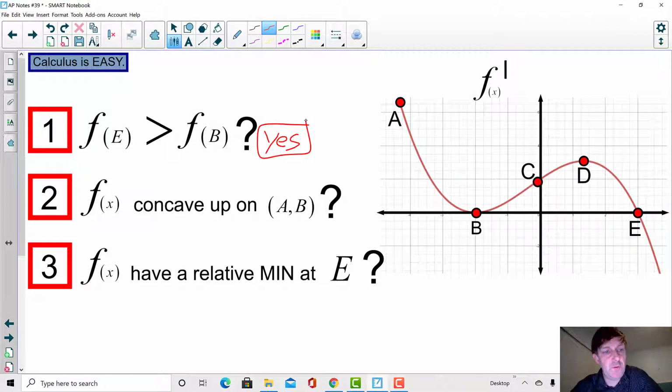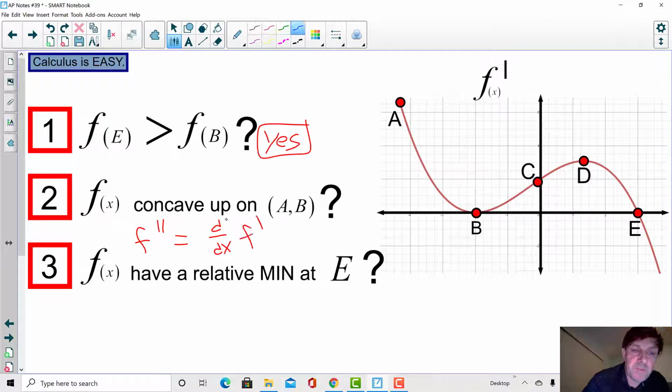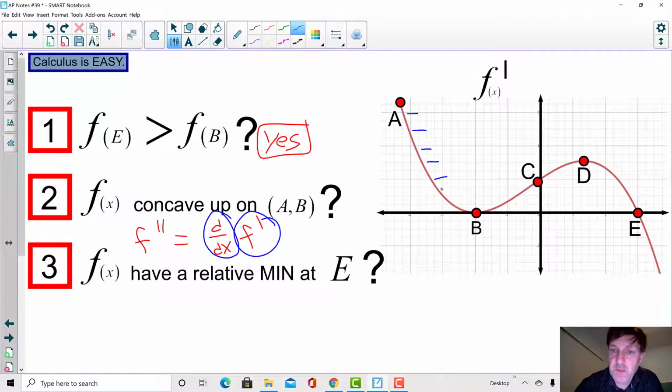Okay, for question 2, is f concave up from A to B? So what we need to know is the second derivative from A to B. Remember, the second derivative is the derivative of the first derivative. And so we just need to find the slope of the first derivative from A to B. The slope is negative, so that means the second derivative is negative. So we are concave down from A to B. So we would have to say no to question number 2.